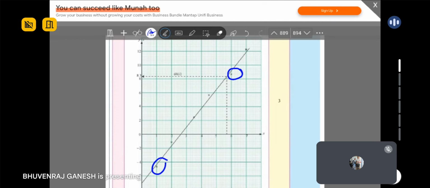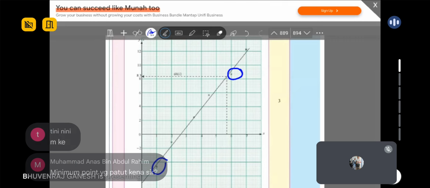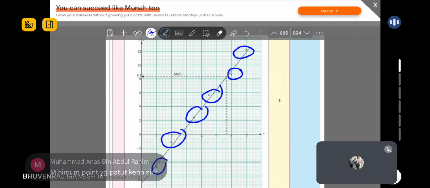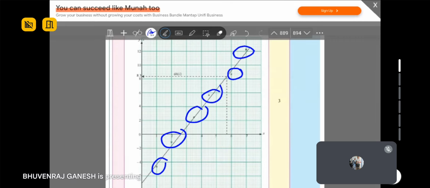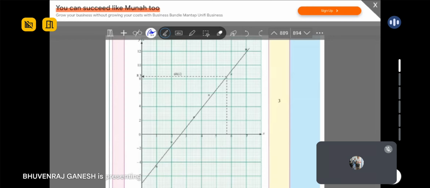Okay, I think over here is not really best fit. Kat sini tak sangat best fit, saya rasa. Okay, sebab 2 bawah, 4 atas. 2 on the bottom, and then 4 on top. Minimum point yang patut kena. Tak semestinya. As long balance, guys. Asalkan titik kamu balance cukup dah. 3 atas, 3 bawah. Macam tu. Yes. Titik yang kena garis.